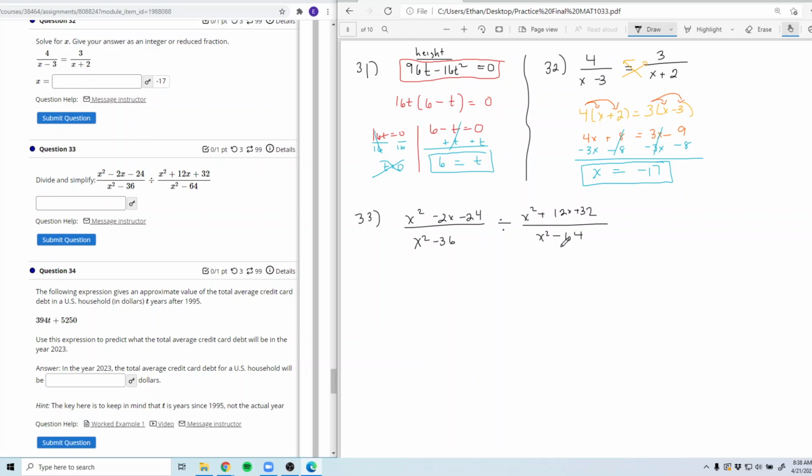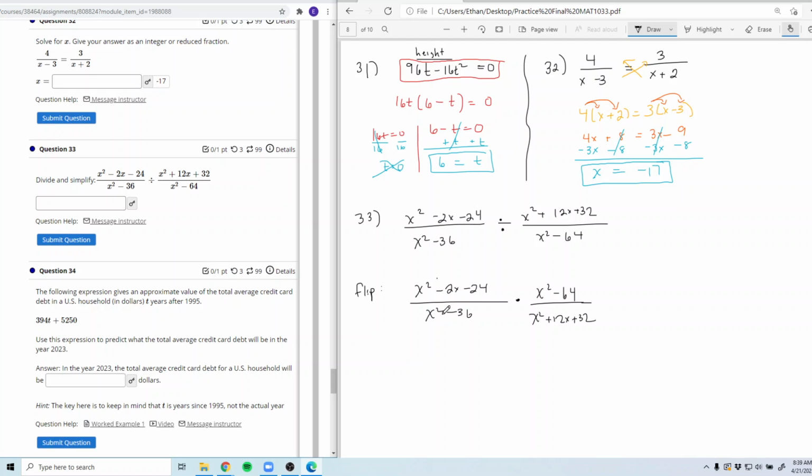Now there's two things you want to do here. The order you do them does not matter, but I recommend doing the order I'm going to do them in. You want to switch this division to a multiplication, and you can do that by flipping the fraction behind it. So let's do that first. And once again, I recommend doing this one before the other step, which I haven't described yet. We've got x squared minus 2x minus 24 over x squared minus 36. Change the division to multiplication, and then flip this fraction. x squared minus 64 over x squared plus 12x plus 32.